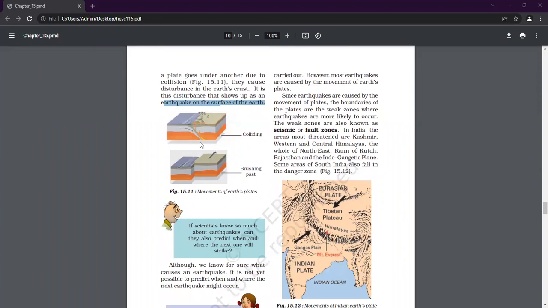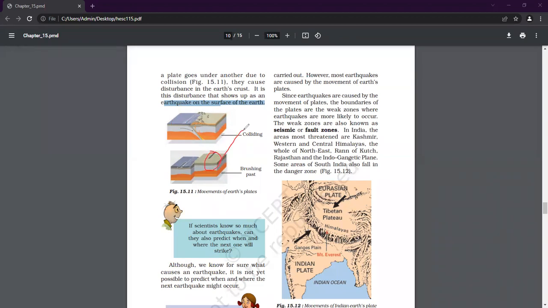As you can see in figure 15.11, this is one plate and this is the other plate. They are moving in opposite directions. This plate is moving in this direction, and this plate is moving in this direction. And when they collide with each other, it will result in the formation of vibration. बहुत ज़्यादा vibrations create होंगी, और जब ये vibration earth की surface तक आएंगे, तो it will result in the earthquake. And sometimes they brush over each other also.